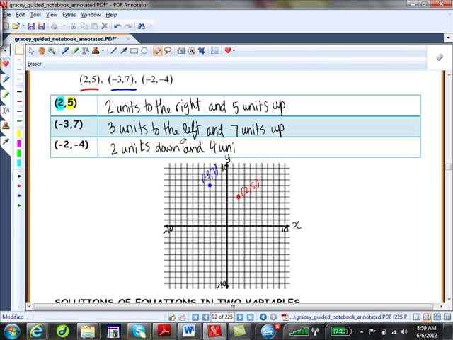Oh, I apologize. Remember, you're supposed to stop me when I make up my own math. That'd be 2 units left. Thank you. And 4 units down. And we'll do this one in green. So we have 2 left and 1, 2, 3, 4 down. I don't like where that ended up. Here we go. So this gives us negative 2, negative 4.